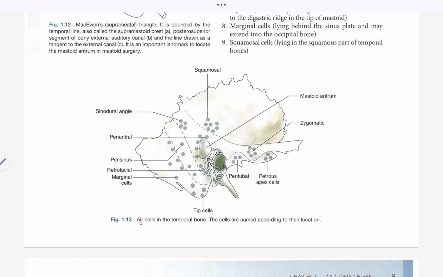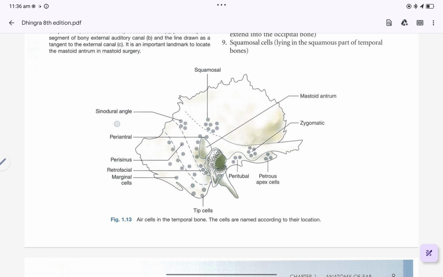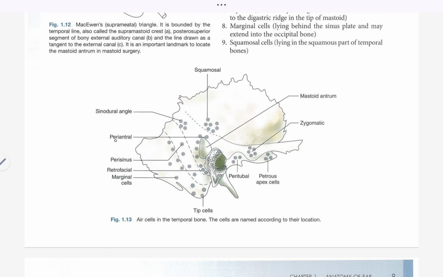Figure 1.13, air cells in the temporal bone. The air cells are named according to their location. So this is the temporal bone. This is the squamous part, zygomatic, petrous. Okay. So we can see the tip cells, mastoid tip cells. These are the peritubal cells, petrous apex cells, zygomatic, mastoid antrum, squamosal, sinodural angle, periantral, perisinus, retrofacial, marginal cells.